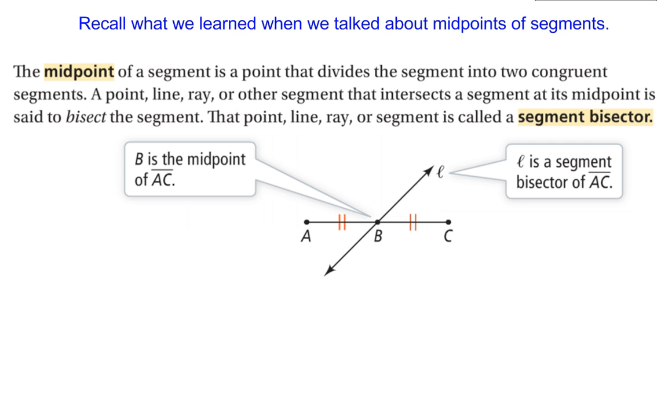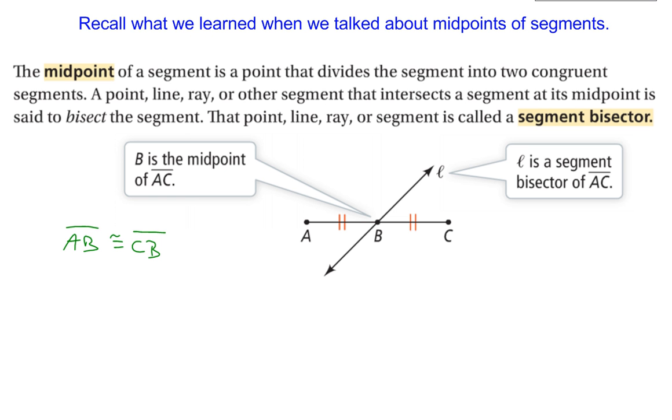B is the midpoint of AC. Line L bisects segment AC through point B. What does that mean? That means that AB, line segment AB, is congruent to line segment CB. Okay? We do not know what AC does to L.